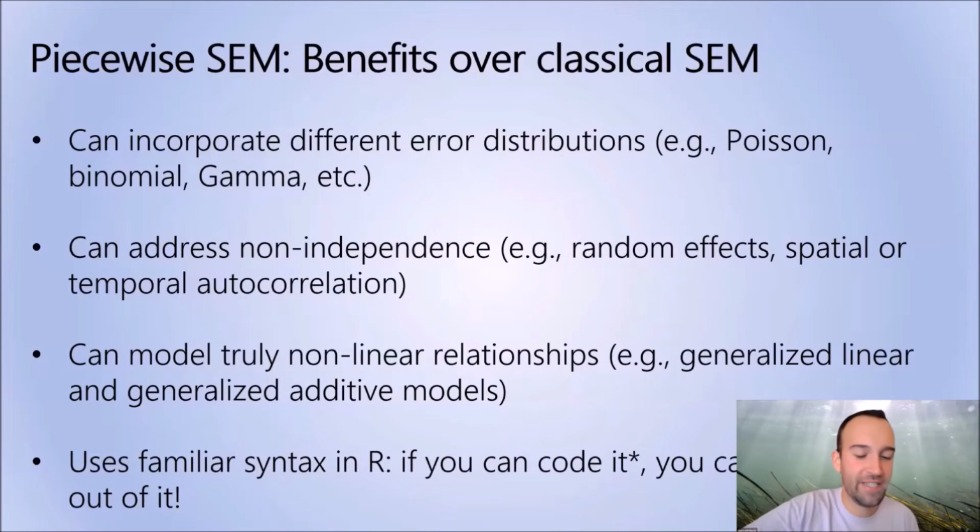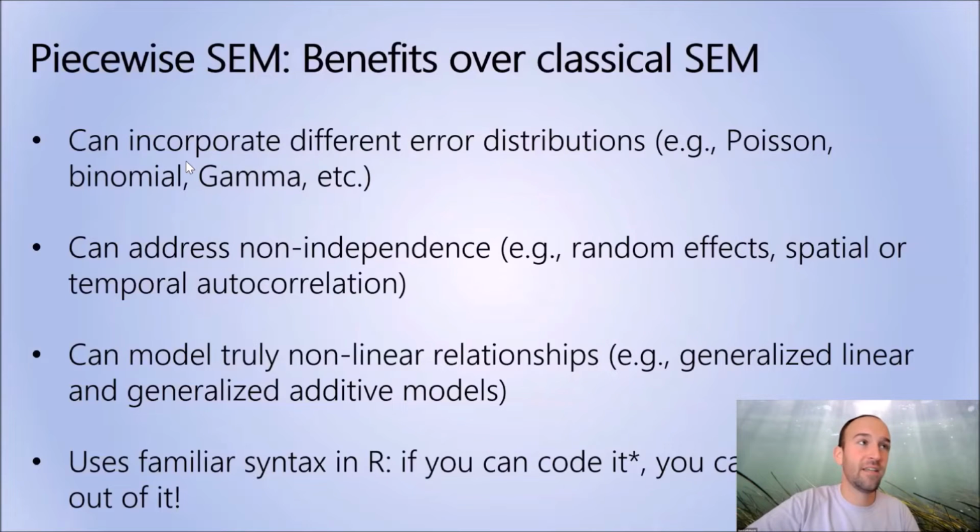I had some other cool examples, but this is going a lot faster than I was anticipating. So what I'm going to do is just skip ahead and suggest some of the ways in which this piecewise implementation introduces benefits over that classical global estimation SEM. As I mentioned, we can incorporate different error distributions. Often in ecology, we're working with count or abundance data, so we might fit a model to a Poisson distribution. We might be looking at survivorship, in which case we would model with a logistic regression, and so on.